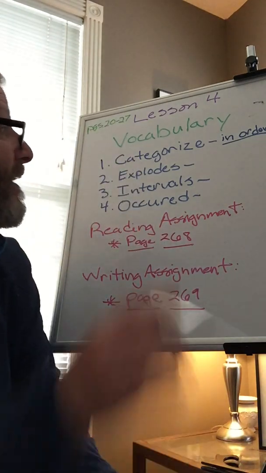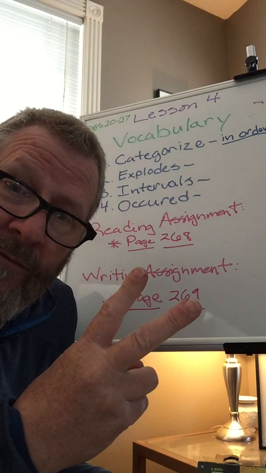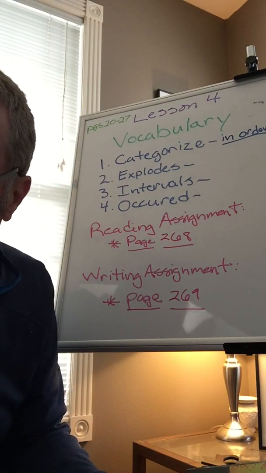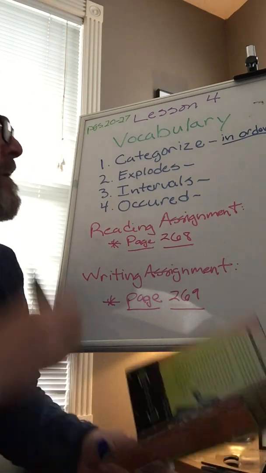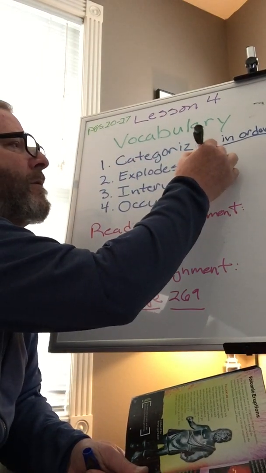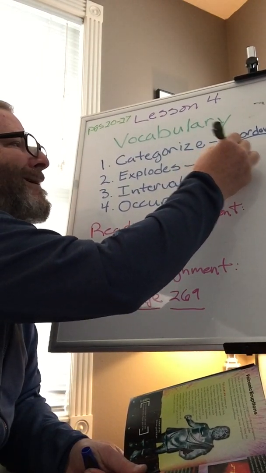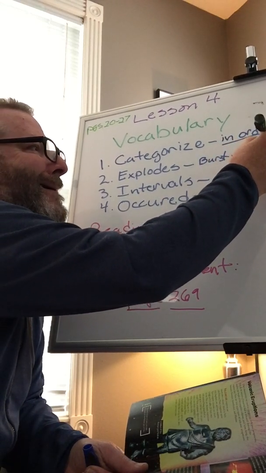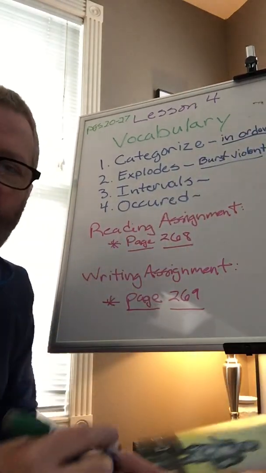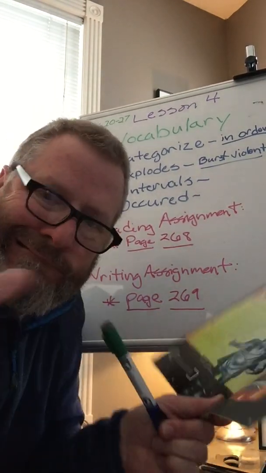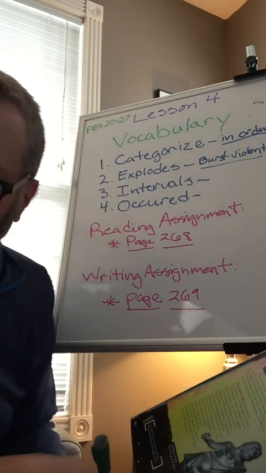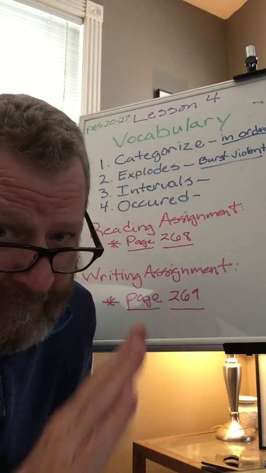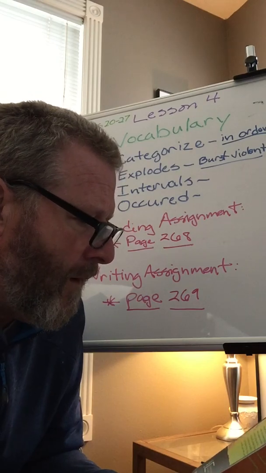Explodes. I believe that is vocab number 2. Vocab number 2, explodes. What is explodes, Mr. Crowell? Explodes is to burst violently. So, bursting out violently, which would be an amazing thing to see, but don't be close. Stay away from volcanoes.